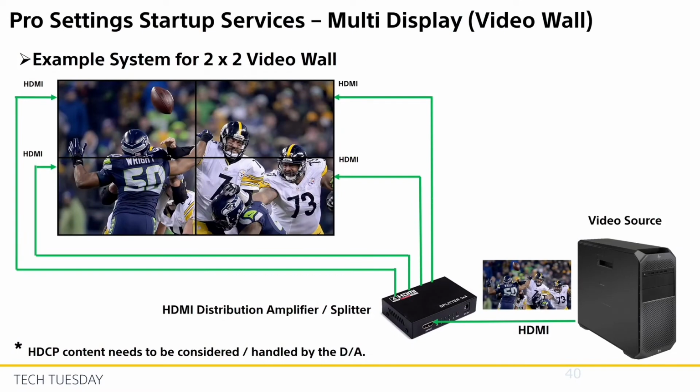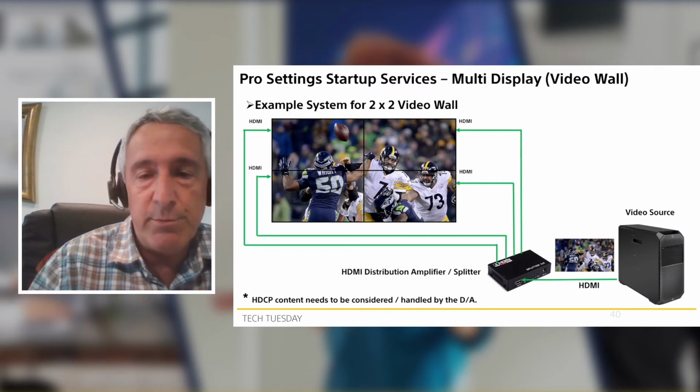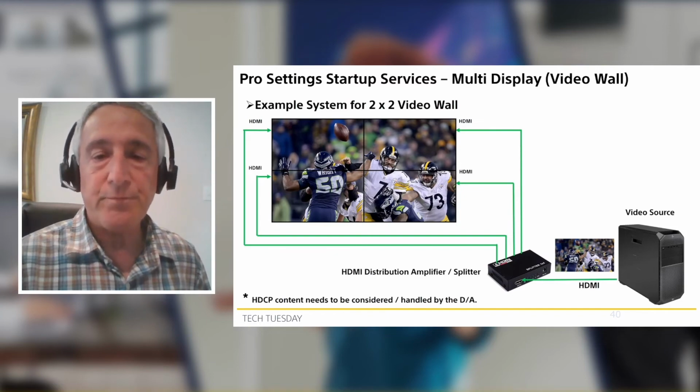This is the way you would configure the system. It needs to have an HDMI distribution amplifier to send the same signal to each display. And then with the application, you assign which display gets what part of that image in the example here. Just a note of caution, if the content is copy protected, you have to make sure that the distribution amplifier passes the copy protection. Some do and some don't. So just a note for you to be aware of.